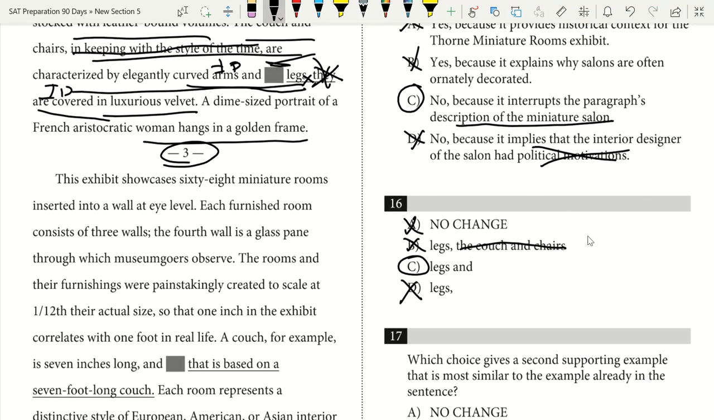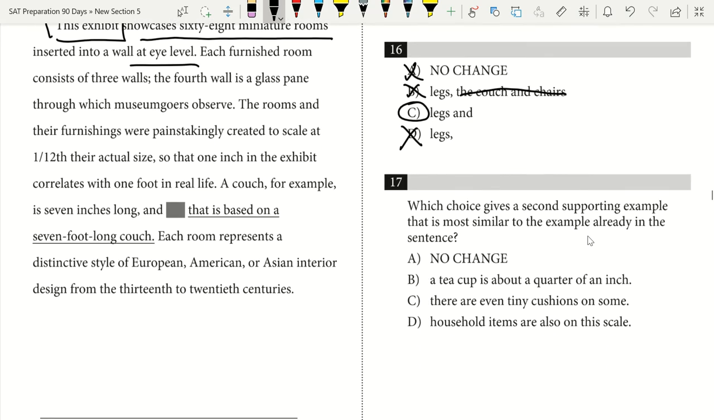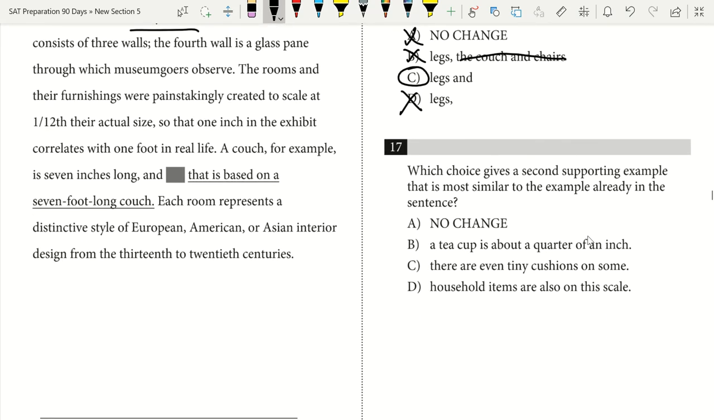paragraph 3. Okay, now I say "this exhibit." That's a sign that paragraph 2 is probably coming after paragraph 3, but I'm going to read on to make sure. So, "This exhibit showcases 68 miniature rooms inserted in the wall at eye level. Each furnished room consists of three walls. The fourth wall is a glass pane through which museum goers observe. The rooms and their furnishings were painstakingly created to scale at 1/12 their actual size, so that 1 inch in the exhibit correlated with 1 foot in real life.